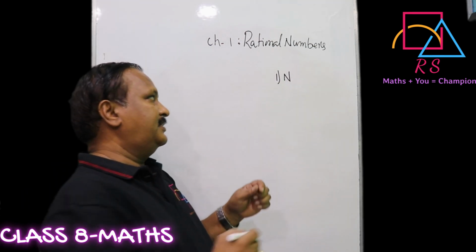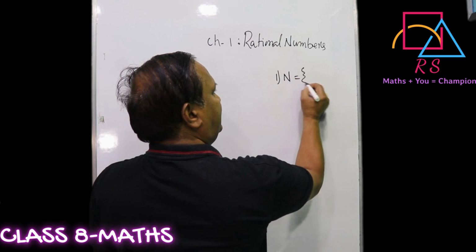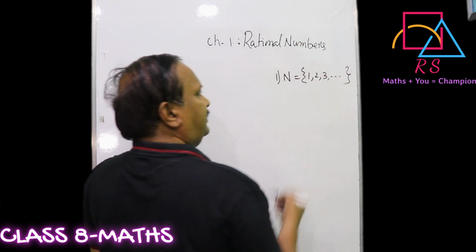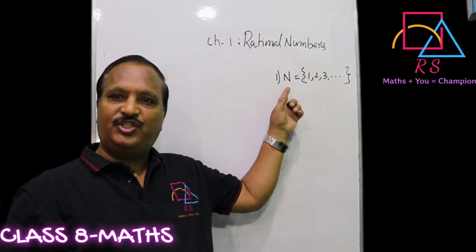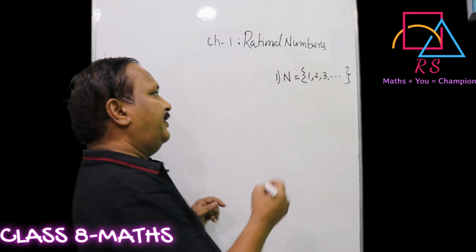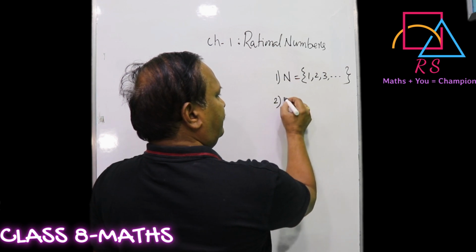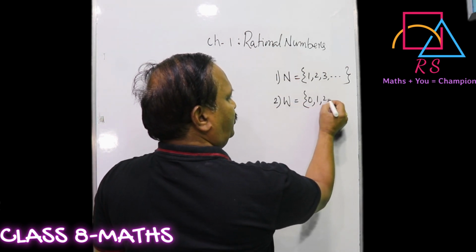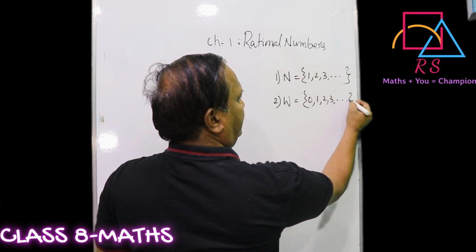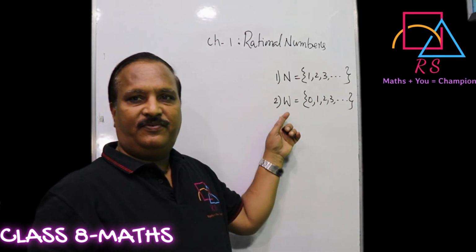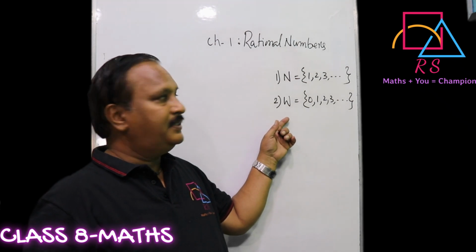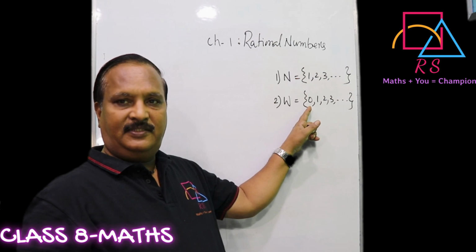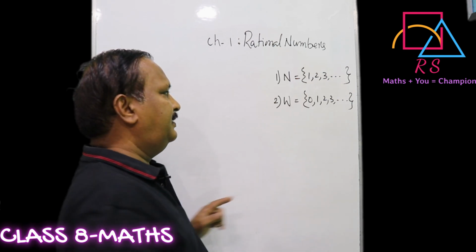Natural numbers are nothing but 1, 2, 3 and so on. This is one set of numbers, one system of numbers. And then you should know what whole numbers are also: 0, 1, 2, 3 and so on. This is also one set, one system of numbers. The difference between natural numbers and whole numbers is only that 0 is added in whole numbers.